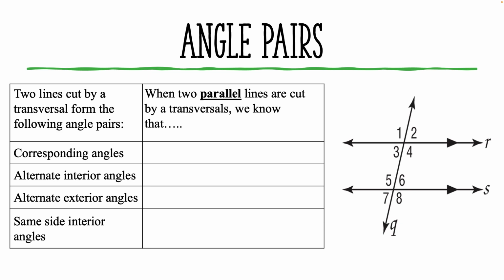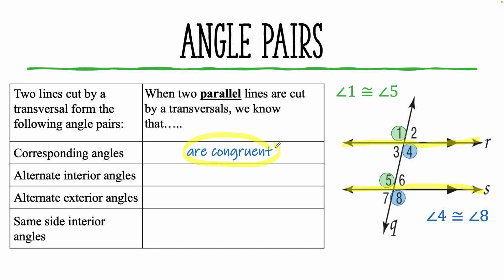So when two parallel lines are cut by a transversal, we know that corresponding angles are congruent. So for example, angle 1 is congruent to angle 5. And we know that angle 4 is congruent to angle 8. Now that won't happen if these two lines aren't parallel. These two lines have to be parallel for this to be true.